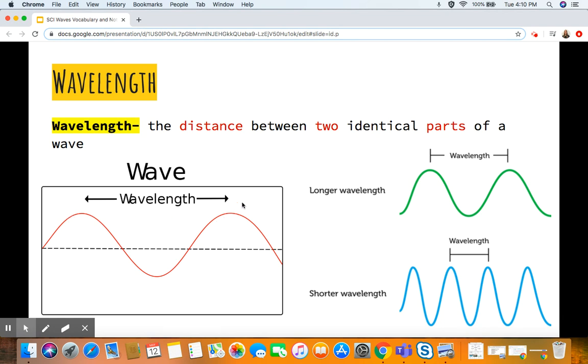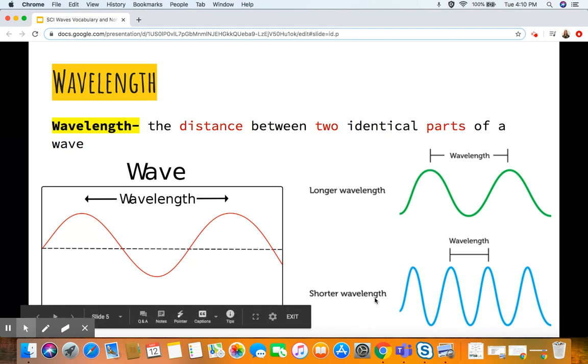Okay, so here on this other picture, we can see that, again, we're going from the crest to the crest, and this is a longer wavelength compared to the bottom one, which is a shorter wavelength. See how we're still going from crest to crest, but our distance is shorter, so it is a shorter wavelength. Up here we have a longer one, up here we have a shorter one.